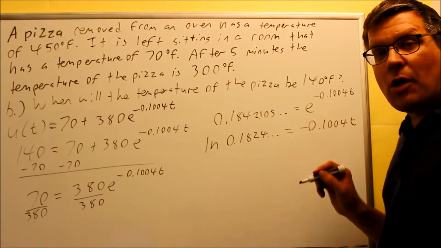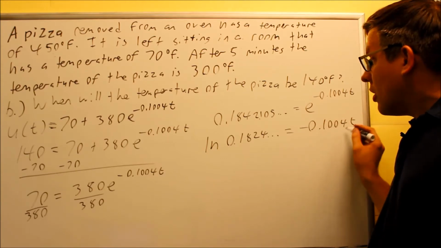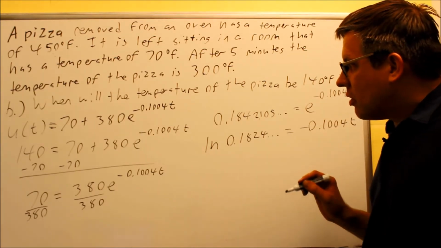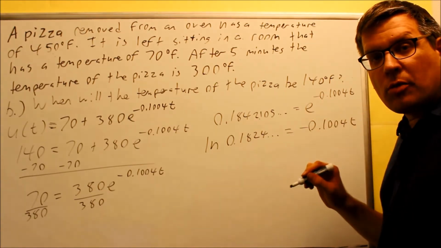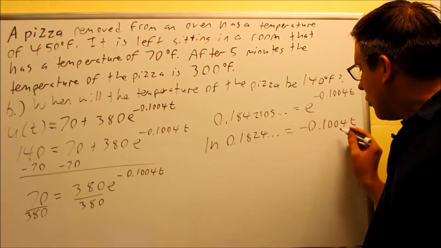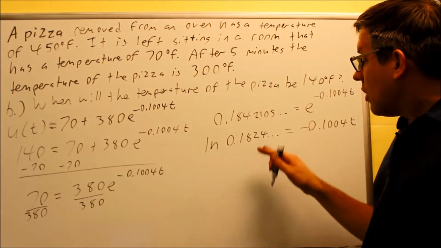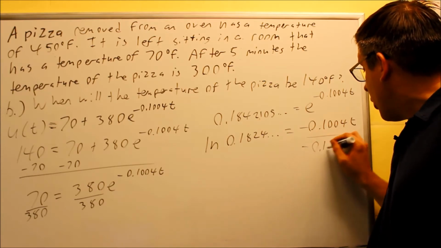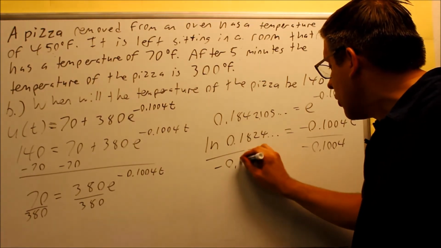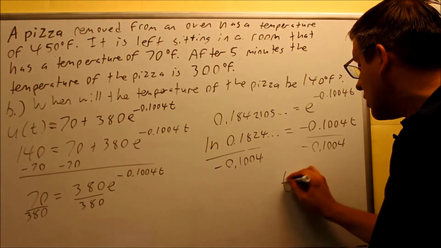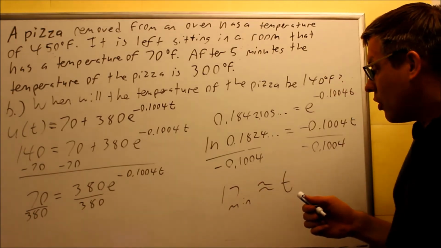Particularly if you're doing homework problems online, you probably want to make sure that this number is accurate and not rounded to 4 places either. Some of those homework grading programs might be a little bit picky on that. So if you're not getting the correct answer, maybe you don't have the right decimal places on this one. But in this case, we would divide both sides by negative 0.1004, and then you would get your value for t. So approximately, you're going to get 17 minutes. Approximately is what you're going to get for this one.